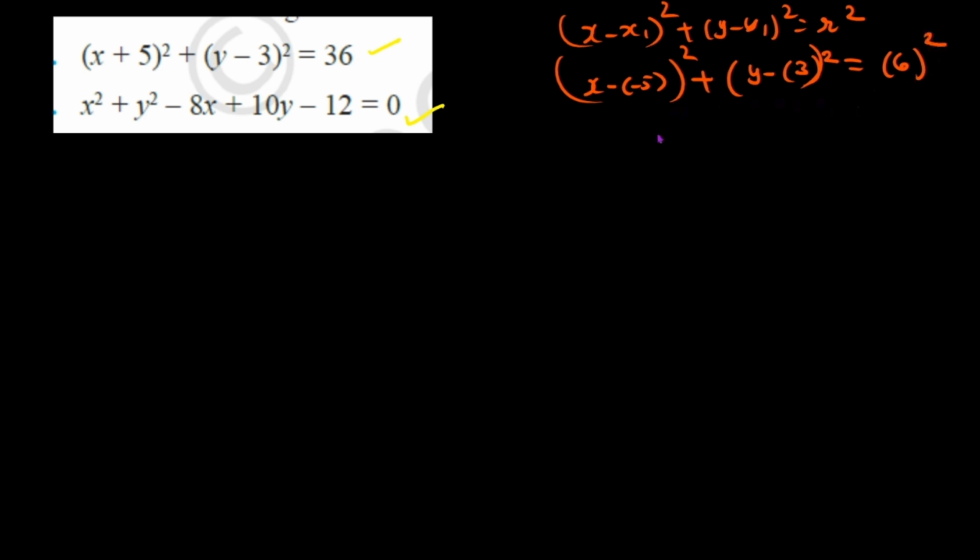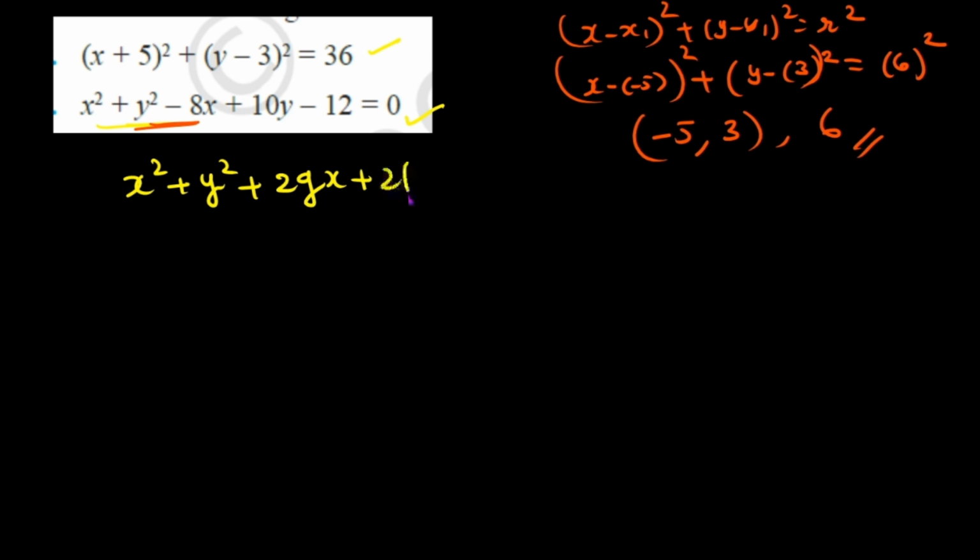So if you see this equation here, the center is minus 5 comma 3. That's our center, okay? And the radius is 6. Straight away you can write. But in the second equation, we need to convert this equation into this format, okay? That's the difficulty. That's the reason I'm telling you the easy way to write, right? So I write here the generalized form of the equation: x square plus y square plus 2gx plus 2fy plus c equal to 0, right?